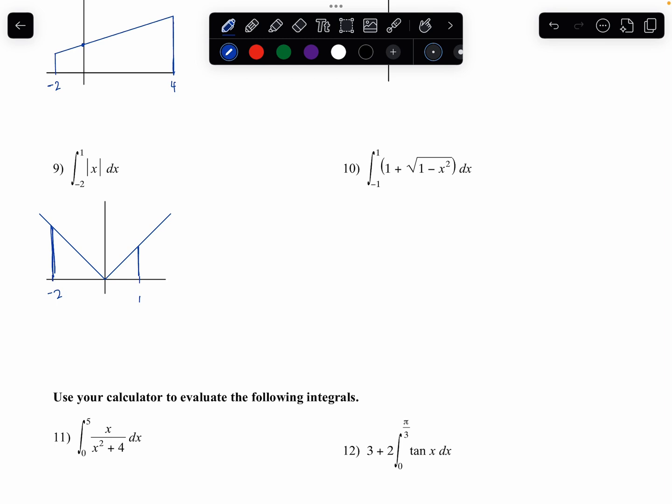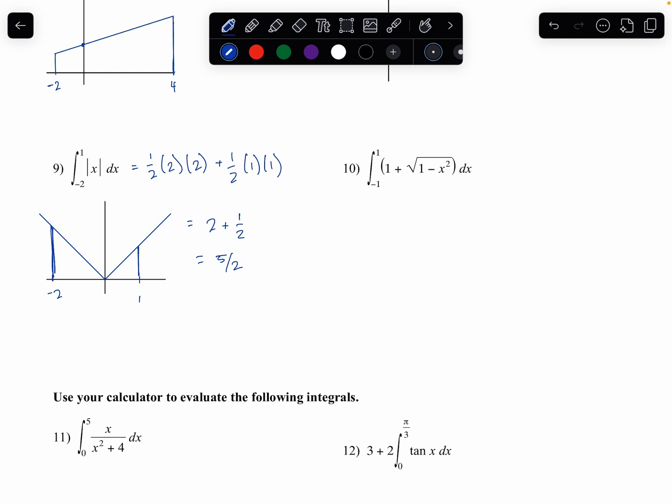So basically, we're going to sum up two triangles. So this is going to be equal to 1/2 of the base times the height. Because the base here is 2, the height is also going to be 2. So 1/2 the base times the height, plus 1/2 of the base times the height right there. So that's going to be equal to 2 plus a half. So that's going to be equal to 5 halves, or 2.5. All right.